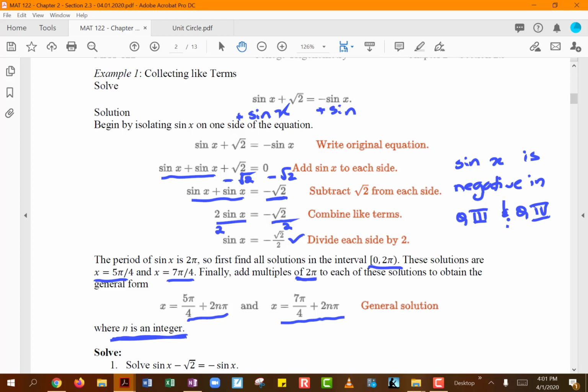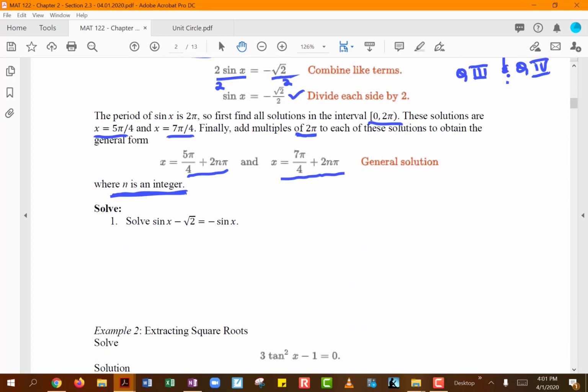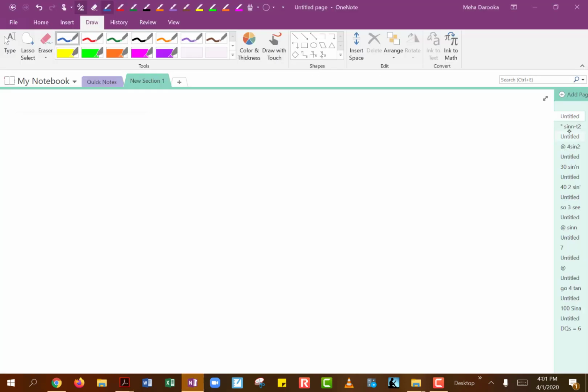Okay? So in that same way, we have an example that we are looking at, and this one is sine of x minus square root of 2 equals negative sine of x. So let's go ahead and take a look at this example over here. That should be problem number 1. Okay, so the same kind of thing that you did for example 1, let's start by moving this sine of x to the left hand side.